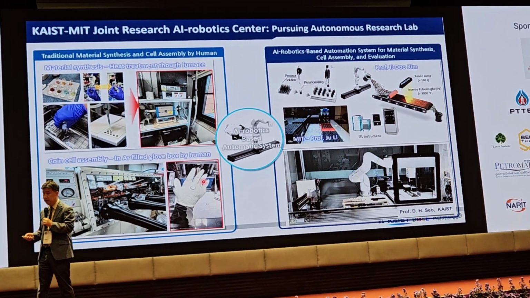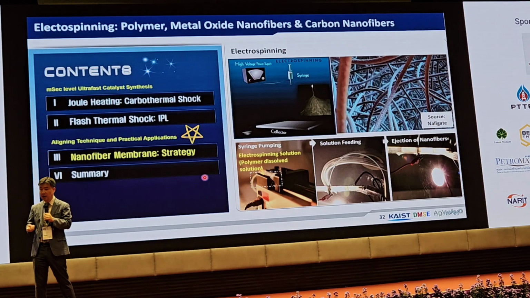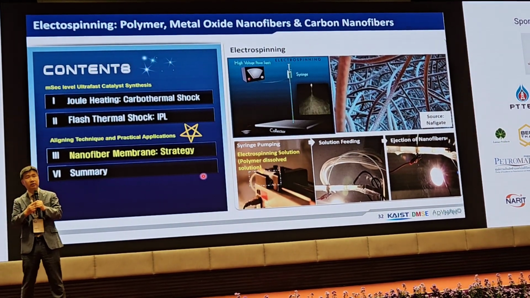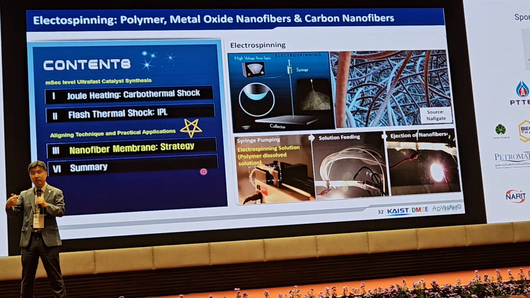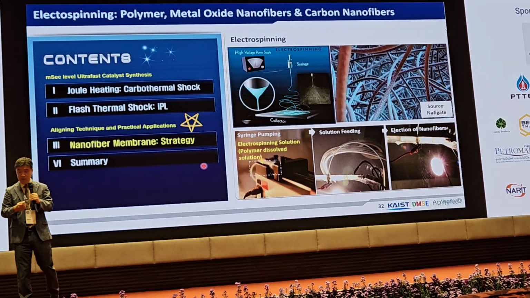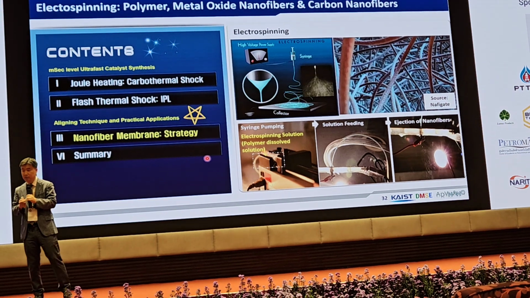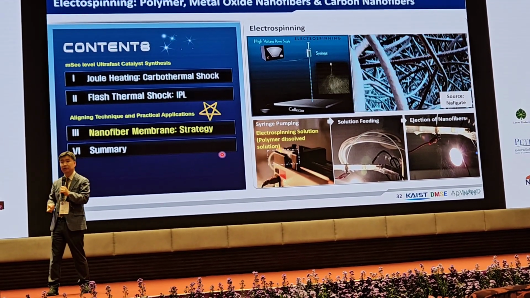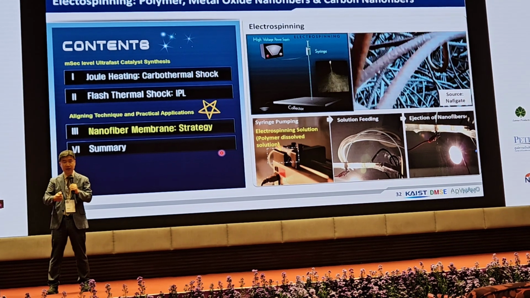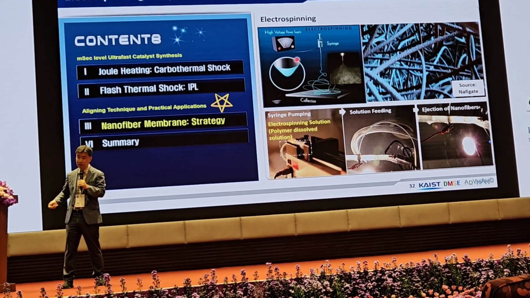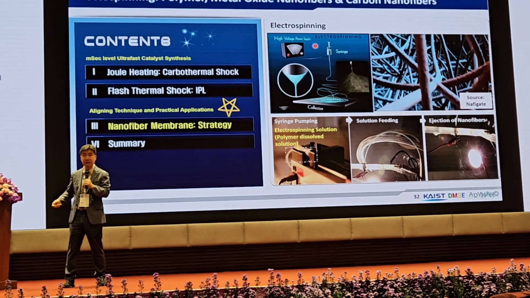Okay, so let me switch gears to the nanofiber membrane. Actually, our lab has expertise in electrospinning. Electrospinning is a well-known technology for producing organic nanofibers, metal oxide fibers, and carbon nanofibers. The electrospinning machine consists of a high voltage power supply.